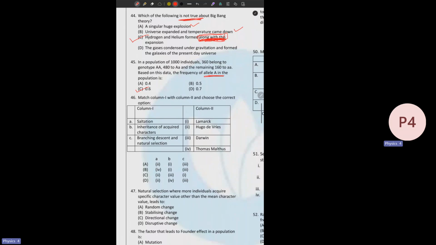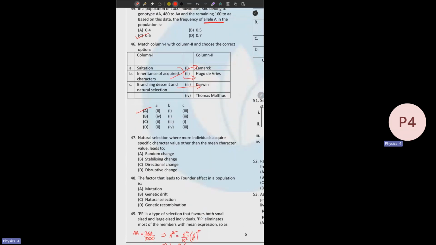Match the following. Saltation. It was introduced by Hugo de Vries. Inheritance of acquired characters. It goes with Lamarck. Branching descent and natural selection will go with Darwin. So here the correct option is A.